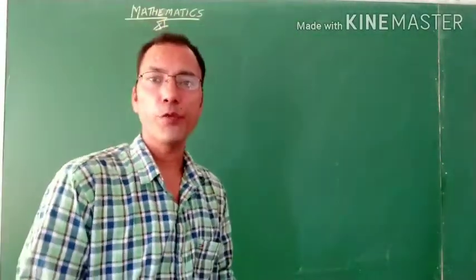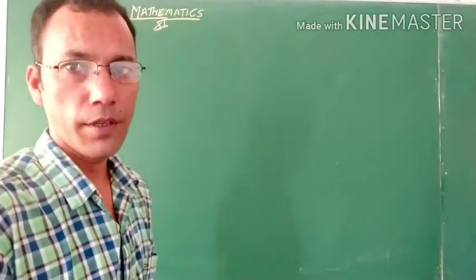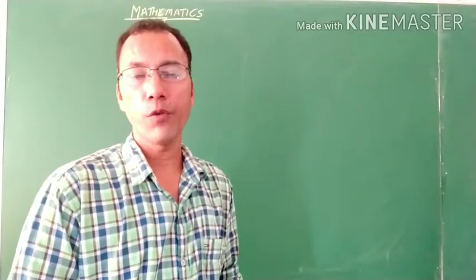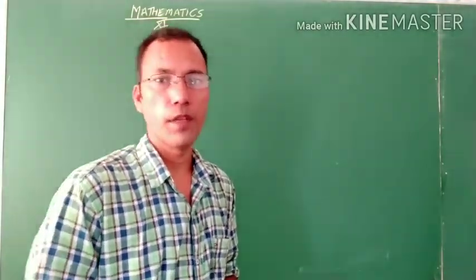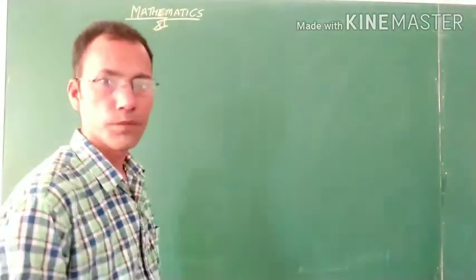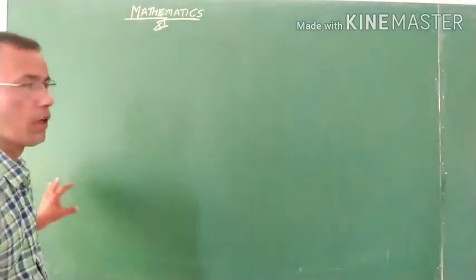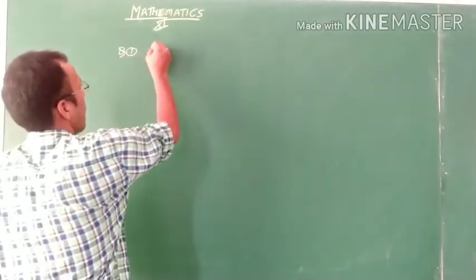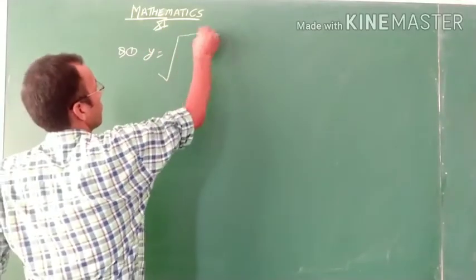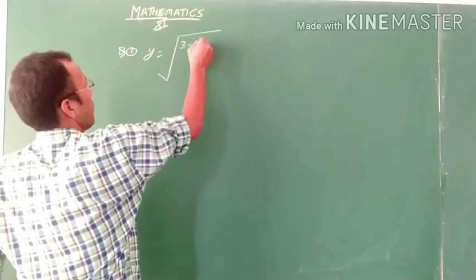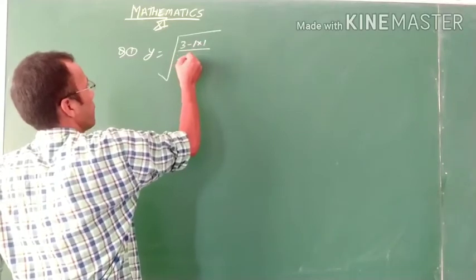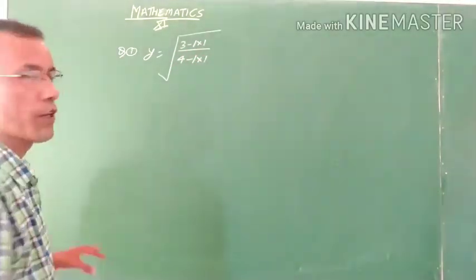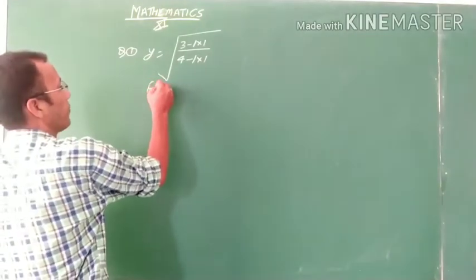In previous sessions we have solved some problems related to domain and range of the functions. Today we are going to solve some other problems. Just check the questions and see, this is question number 1. Let's write this: y is equal to under root of (3 minus mod x) upon (4 minus mod x). That is the first question, and we have to find the domain of this one. Find domain.